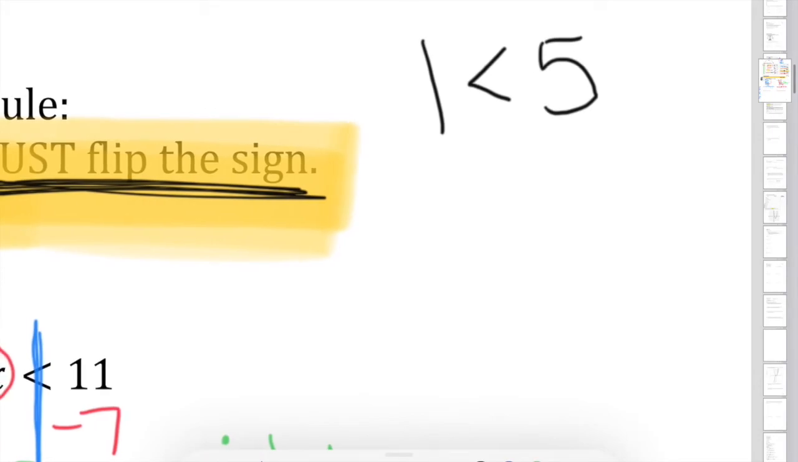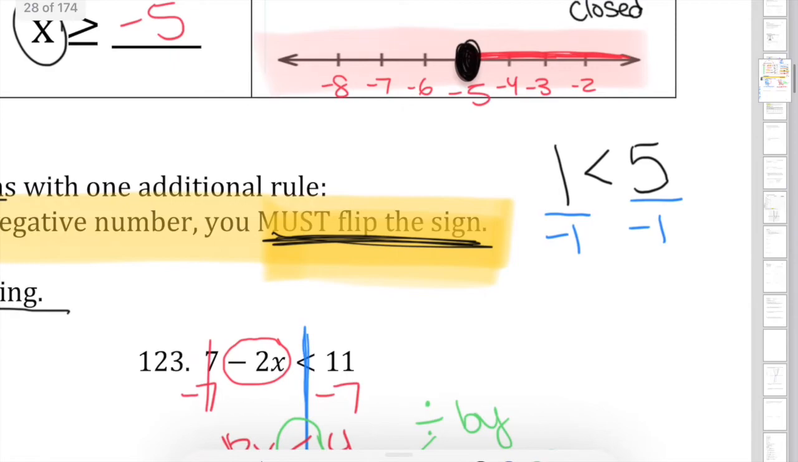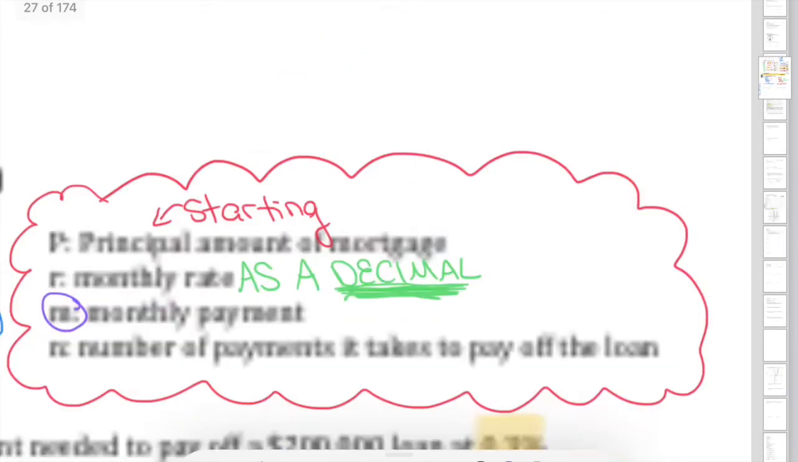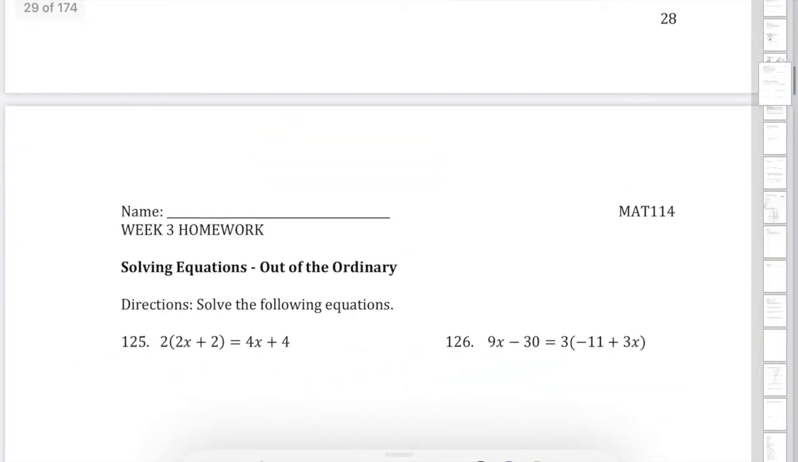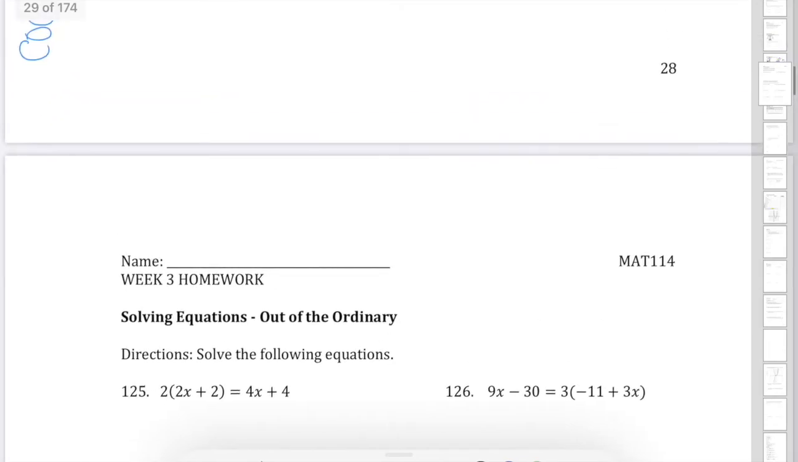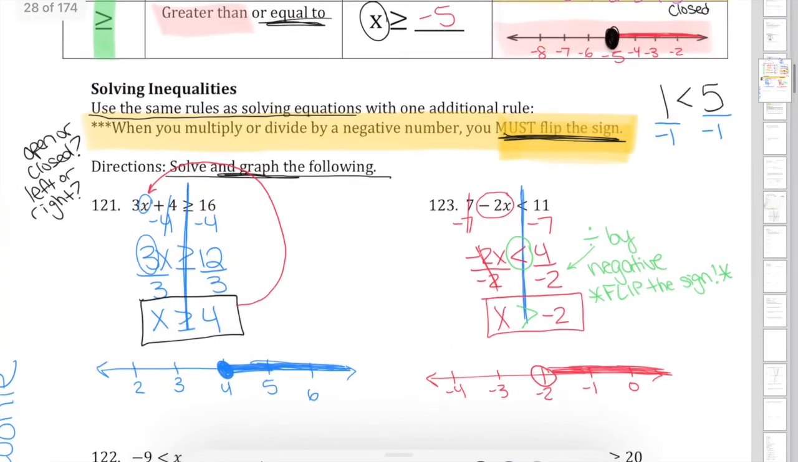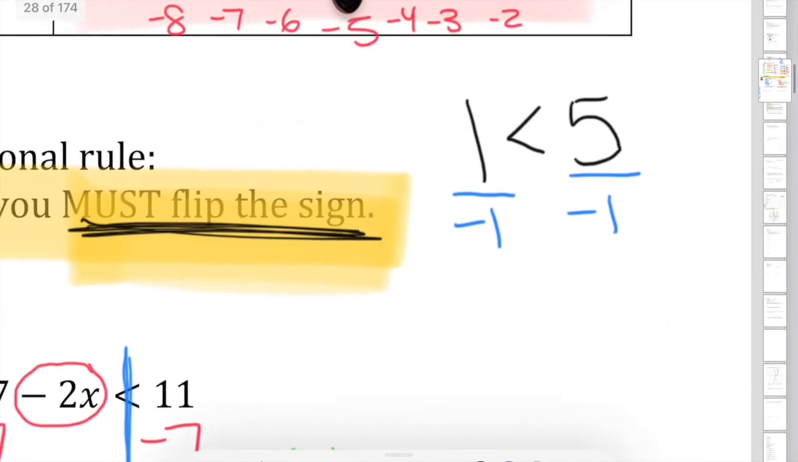If I divide both sides by an arbitrary -1, just to show you why dividing by a negative flips the sign. Oh gosh darn it. Almost there. Okay, back to it. I'll try to not do that again.